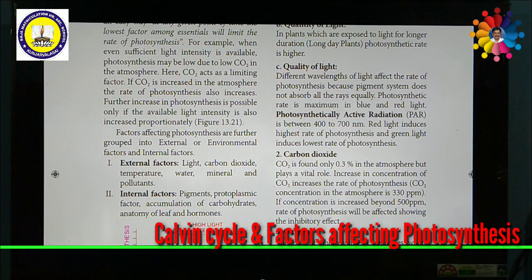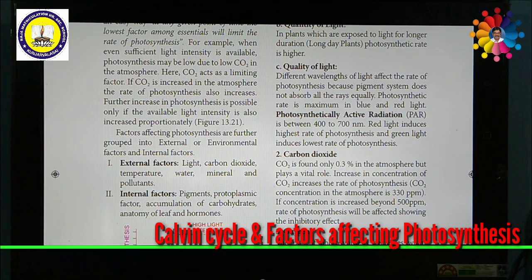For example, even when sufficient light intensity is available, photosynthesis may be low due to low carbon dioxide in the atmosphere. Here, carbon dioxide is acting as a limiting factor. Suppose carbon dioxide is increased in the atmosphere, the rate of photosynthesis also increases. Further increase in photosynthesis is possible only with the availability of light intensity.